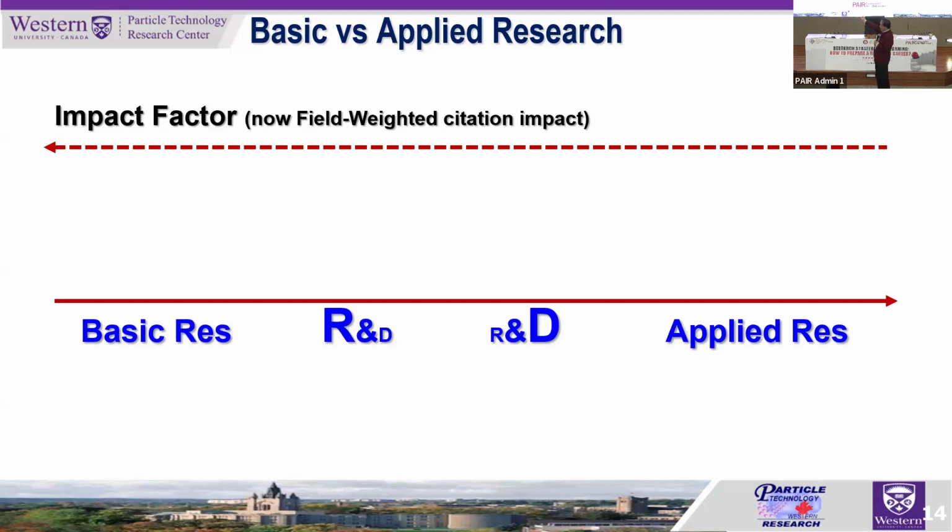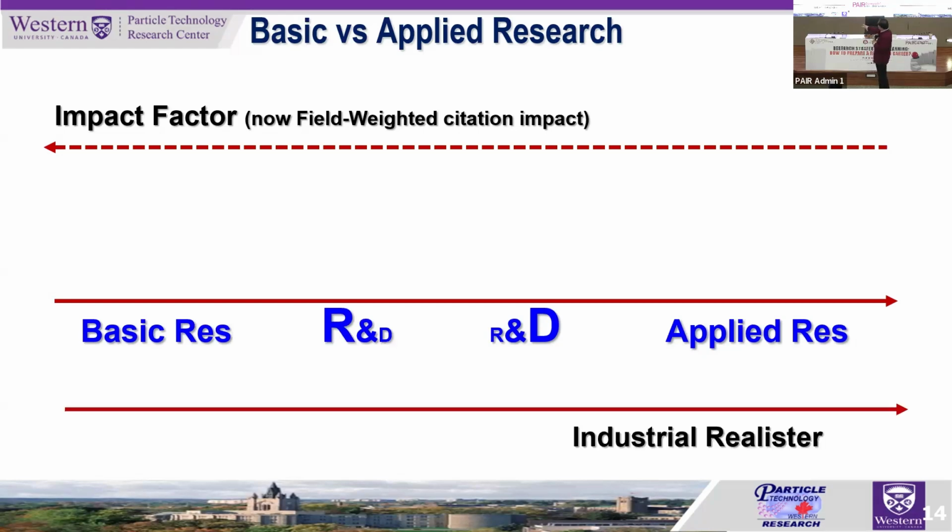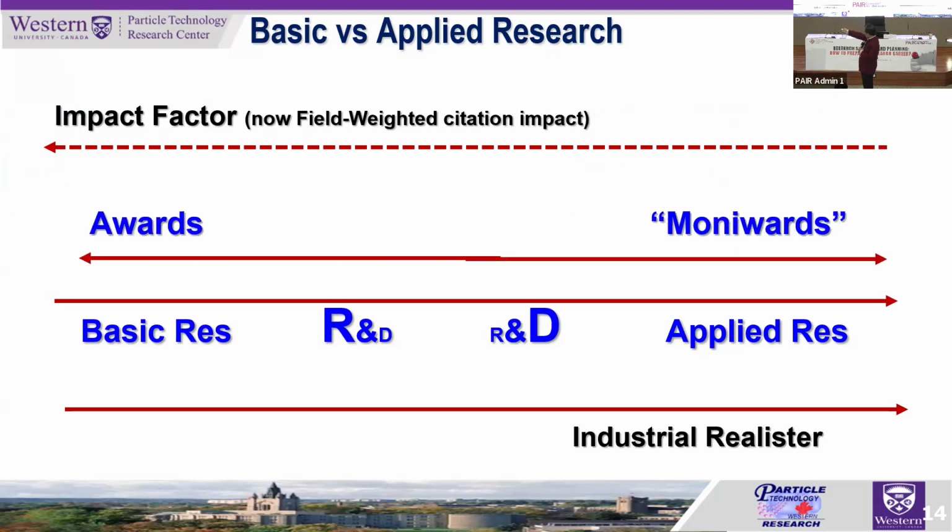Right now it's called the field weighted citation index, which is better than the other one. And then this one you really have to apply, find industrial realization. This word, realizer, I made up; it's not in the dictionary. And then here a word would indicate that, but I invented another word, money words, which means really the value of your study. So if you're doing applied research, you need to chase the societal value.